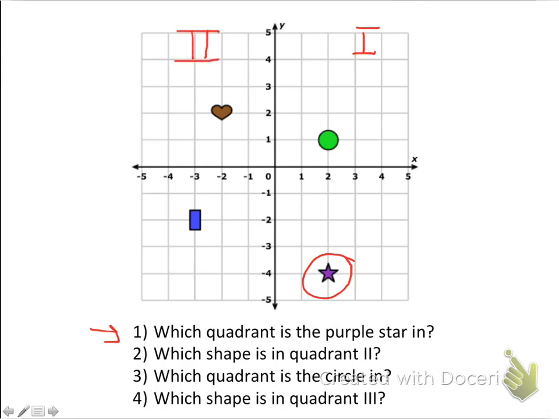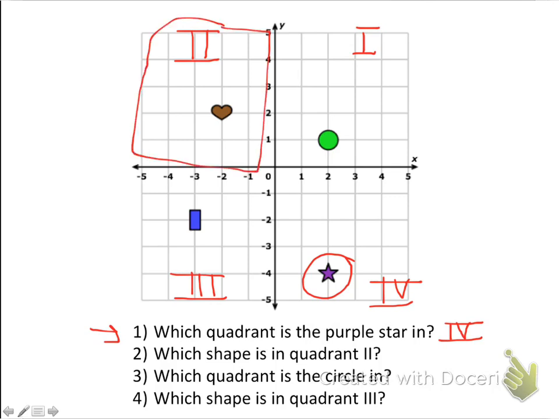This quadrant over here is 2. This one's 3. And then over here we have 4. So our purple star is in quadrant 4. All right, which shape is in quadrant 2? Well, this is my quadrant 2 right here. And the shape is a brown heart.